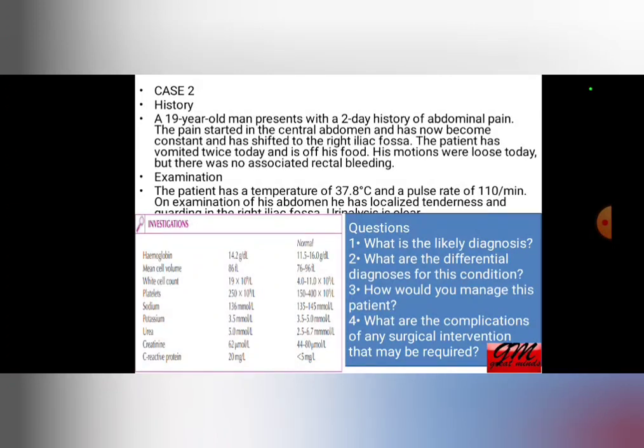Now, in the late post-operative complications, you have post-operative healing disorders like fistulas, adhesion formation, sinus formation, and all that. So those are the different post-operative complications that you can have.